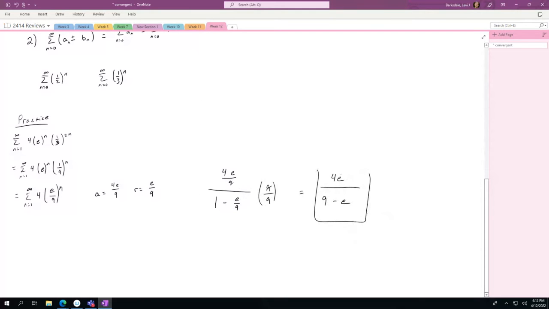And this is a perfectly good answer. Really, we just don't want to leave any fractions in fractions. So once we get rid of those fractions in fractions, this is good to go. And this would be our sum. Nice work. All right.